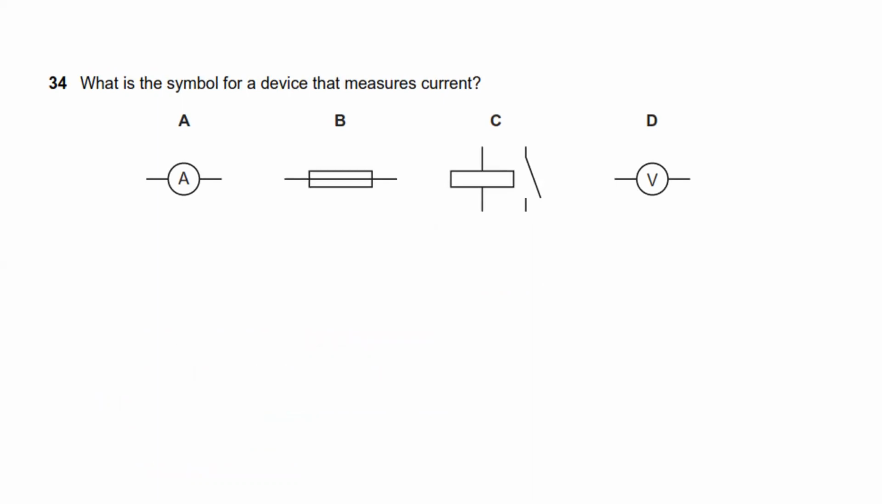Next question, question number 34. It says the symbol of the device that measures current. So measuring current is done by an ammeter, and the ammeter symbol is like this. So let's see. Answer A is the best choice we have.